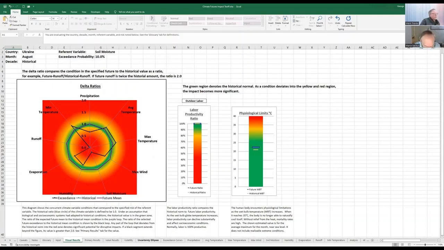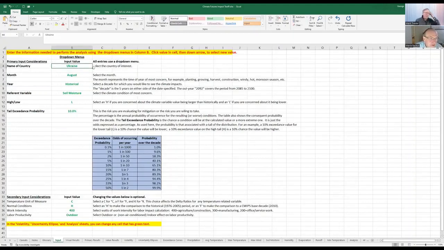Let's see if we've got any other ones that might be fun to see. I'm going to go to Oman, which we already know is going to be uninhabitable. And I'm actually going to go back in history. I think I have this for July and maximum temperature. And we want that high.